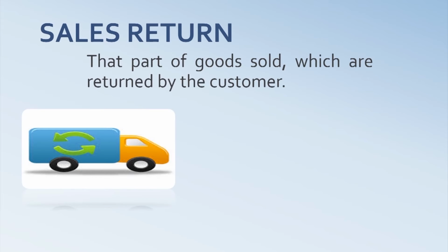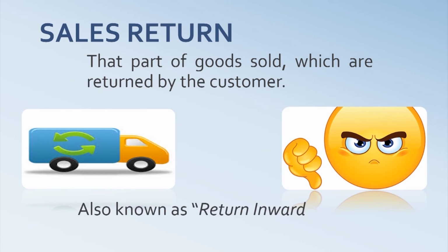Next term is sales return. It is that part of goods sold which are returned by the customers. Sales return can be due to any reasons such as inferior quality, damage, not according to the order or requirement, etc. It is also known as return inwards. For example, ABC Limited sold goods costing $2,000, but the buyer returned goods costing $150 as it was not according to the specifications. Now this is called sales return.